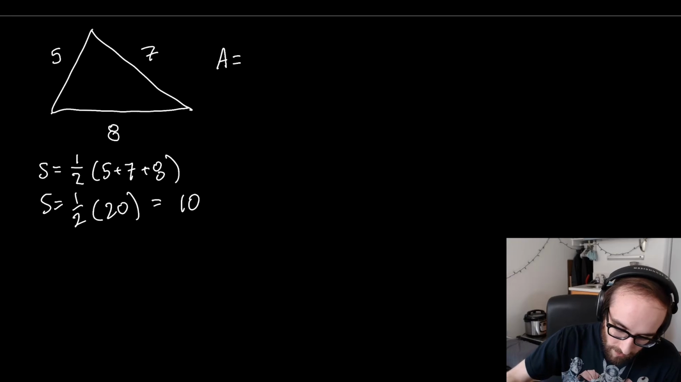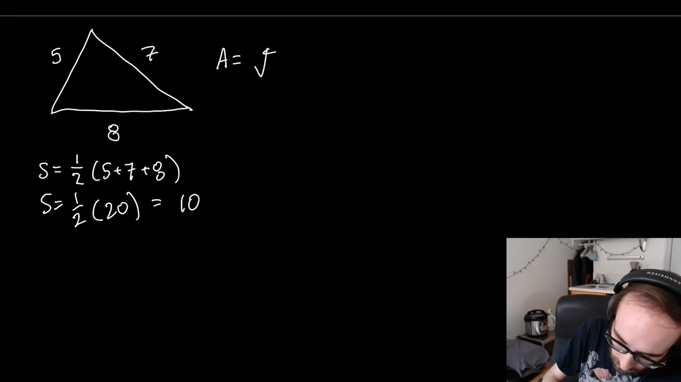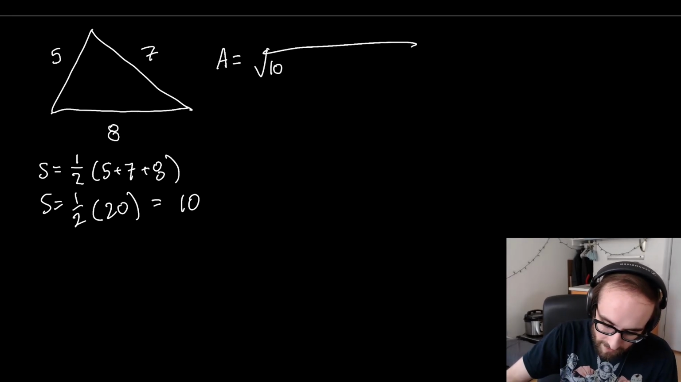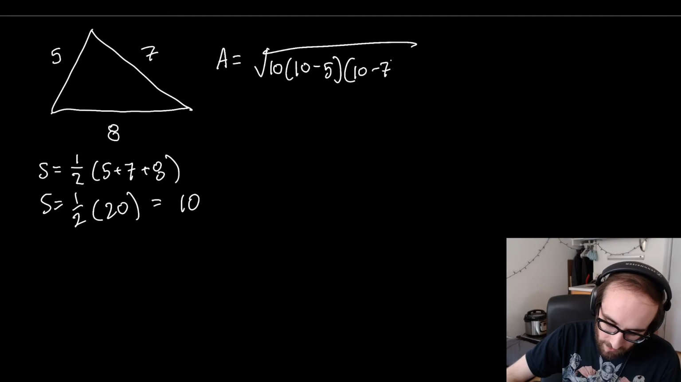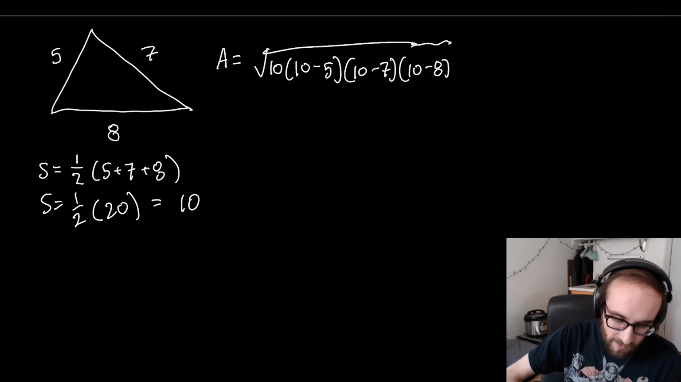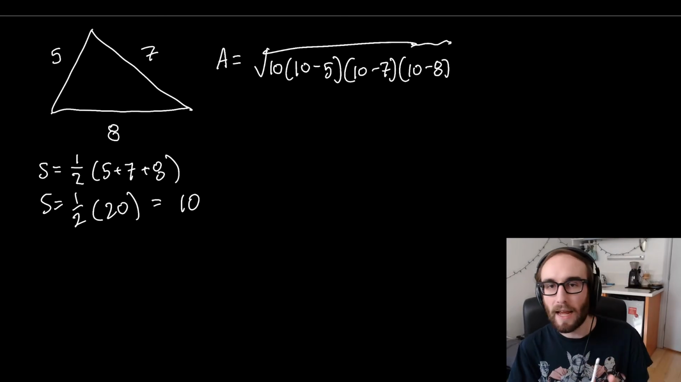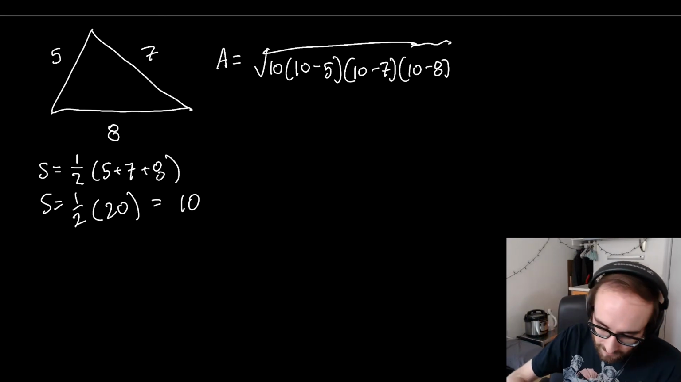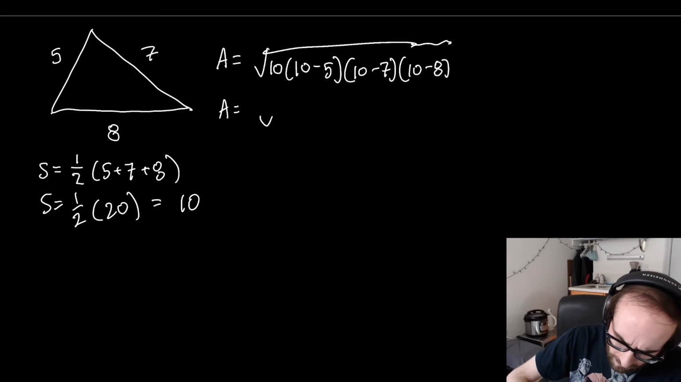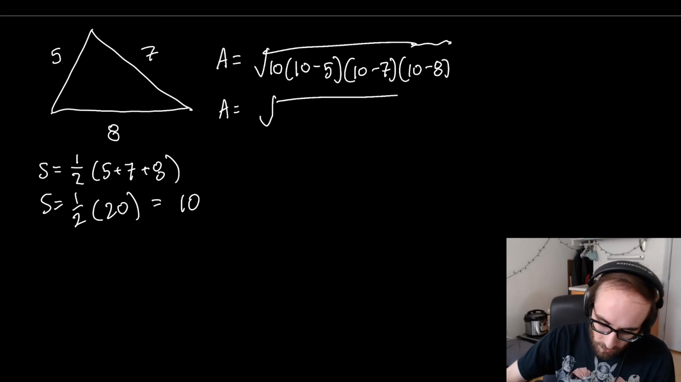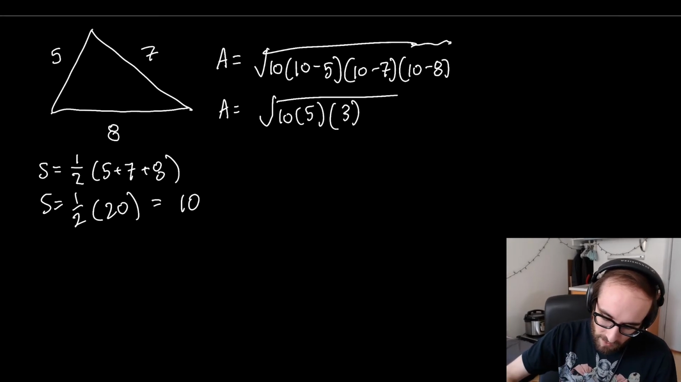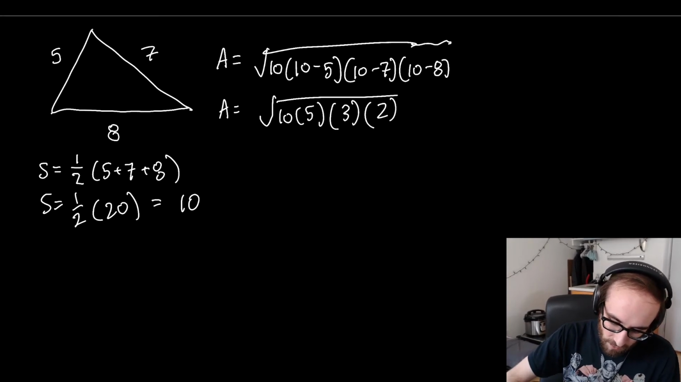So if we bring out our formula, Heron's formula, we have the square root of 10, S, times S minus A, 10 minus 5, times S minus B, 10 minus 7, times S minus C, 10 minus 8. And it doesn't matter which numbers we assign to A, B, and C. It just means the 3 separate sides. Okay, and then now all we have to do is simplify. So 10 times 10 minus 5 is 5, times 10 minus 7 is 3, times 10 minus 8 is 2.